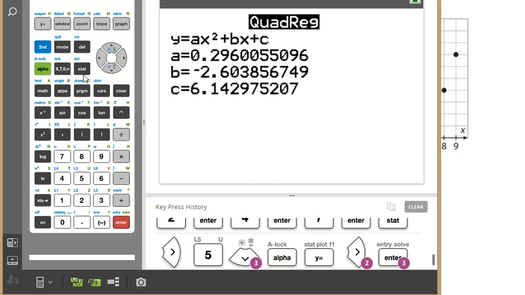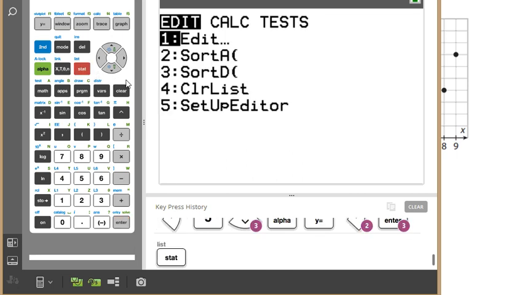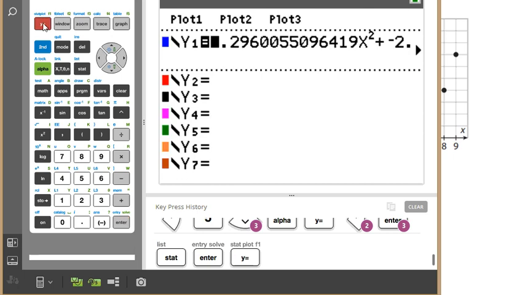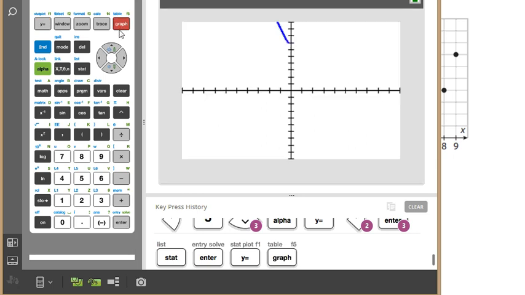Let me check my data to be sure. Stat, edit, 2, 3, 5, 7, 8, 9, and 2, 1, 1, 2, 4, 7. Okay, there it is. Looks good. So we go to Y equals, and we see the function entered here. Press graph, that's what it looks like.